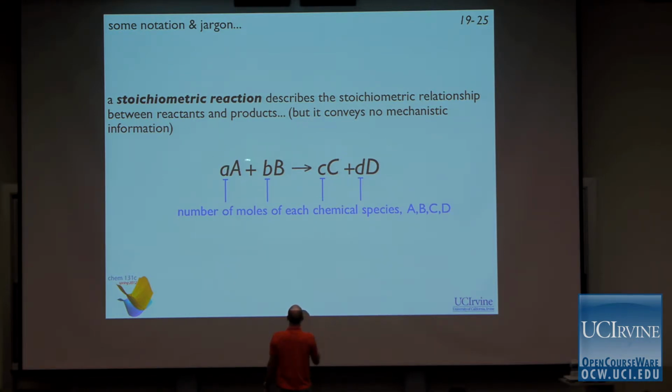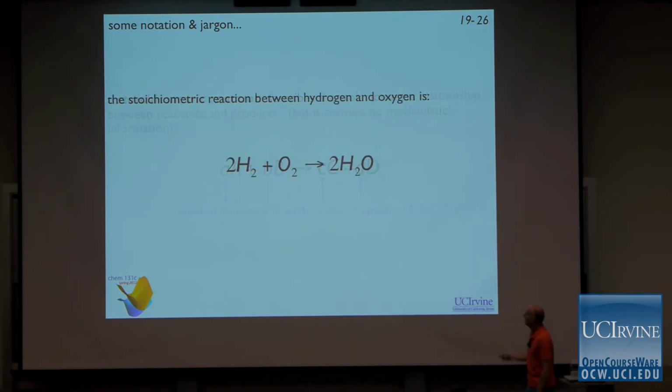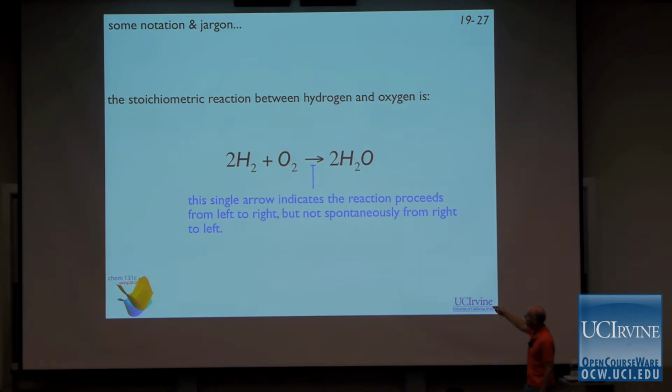So here's the stoichiometric reaction, a moles of A, b moles of B, you get the idea. This does not mean that a moles of A collided with b moles of B at any point. That would have to do with the mechanism, but this reaction is not conveying any mechanistic information. Something totally different might have happened. The stoichiometric reaction between oxygen and hydrogen is this. Yes, but the mechanism has nothing to do with this.